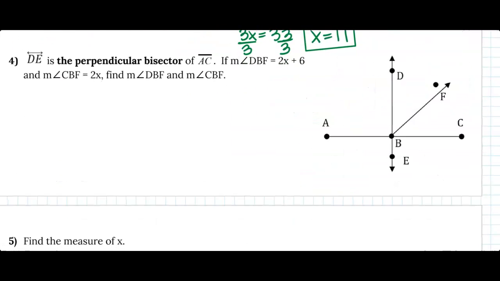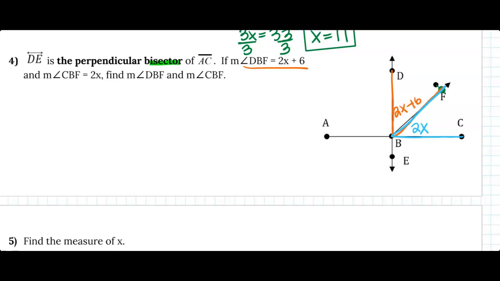Looking at number 4, they tell us that line DE is the perpendicular bisector of segment AC. If the measure of angle DBF equals 2x plus 6, and the measure of angle CBF is equal to 2x, find the measure of angle DBF and the measure of angle CBF. This little dot should be right there. So labeling our picture, DBF, that's that angle there, is 2x plus 6. And CBF, which is this angle right here, is 2x.